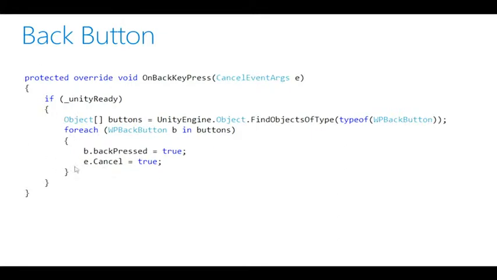Now, in the case that we do want the app to exit, it's when we're on the main menu where there aren't any of these WP back buttons. And so cancel won't get set to true, and then it'll just exit out of the app finally. You have the option, too, to throw up a pop-up at that point if you want to ask, are you sure you want to exit the app? So that's the back button.